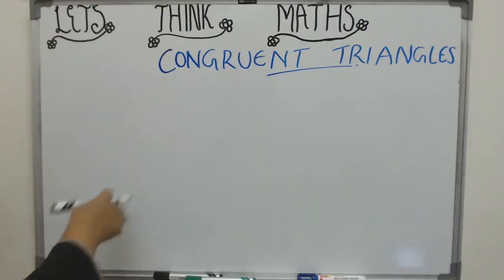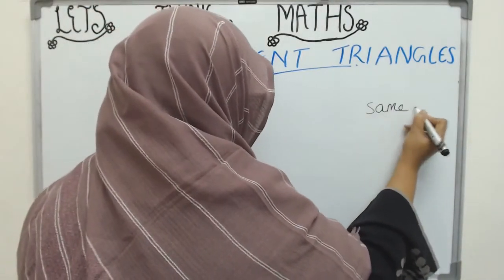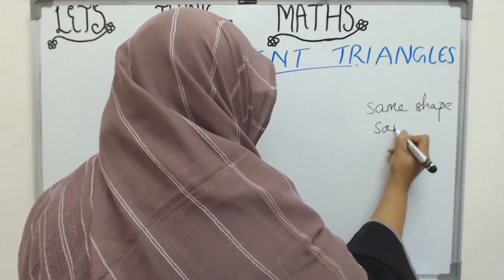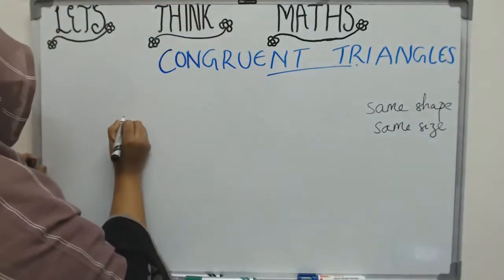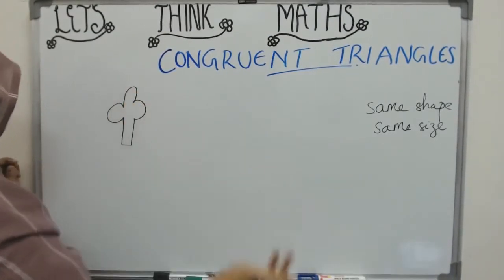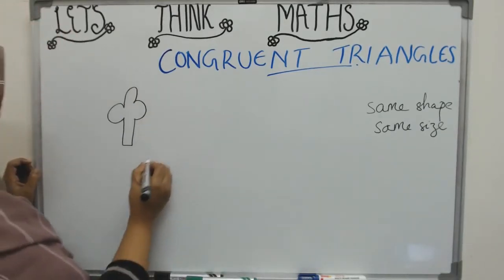In this class, let us learn about congruent triangles. Congruent figures are figures which have the same shape and same size. Now, consider this figure and let us see 4 examples. 2 which are congruent and 2 which are not congruent.